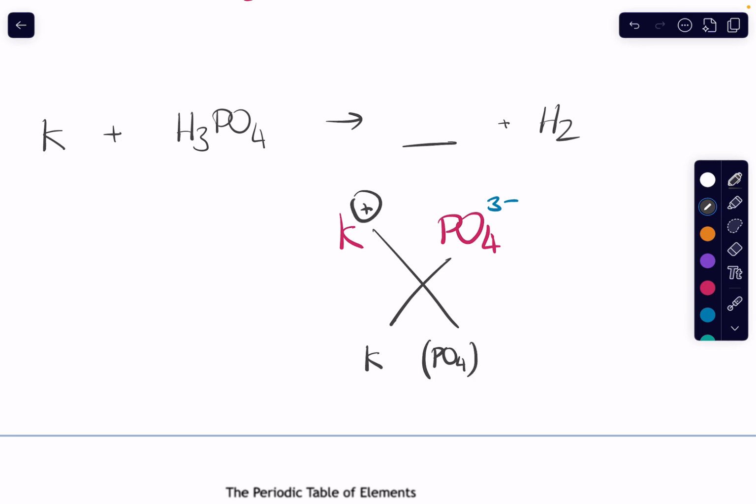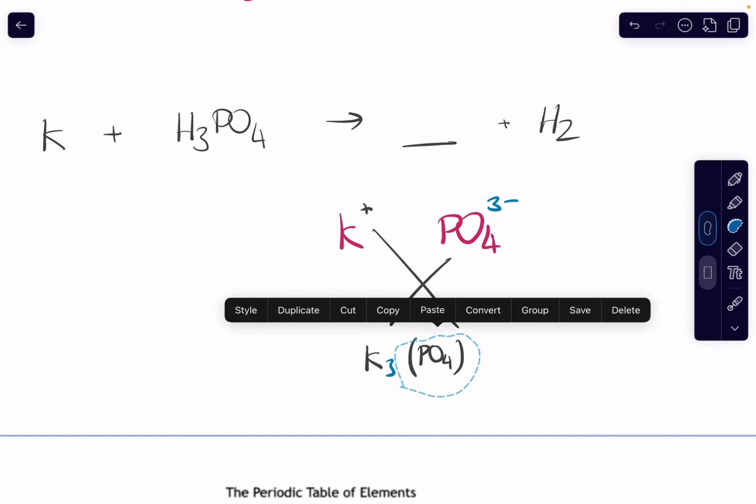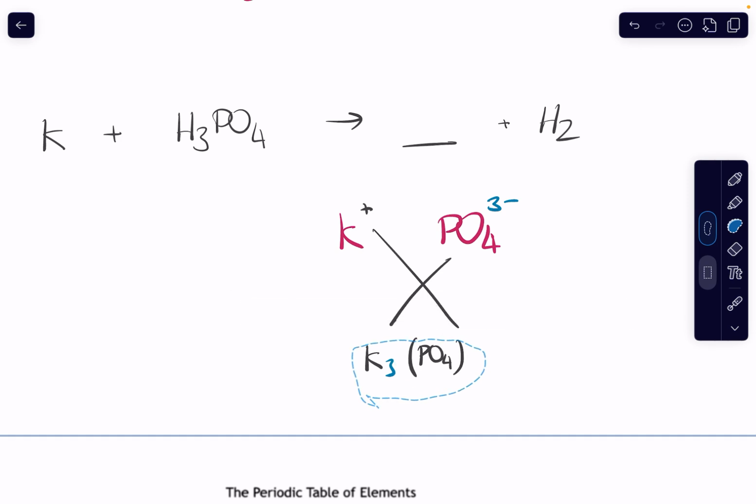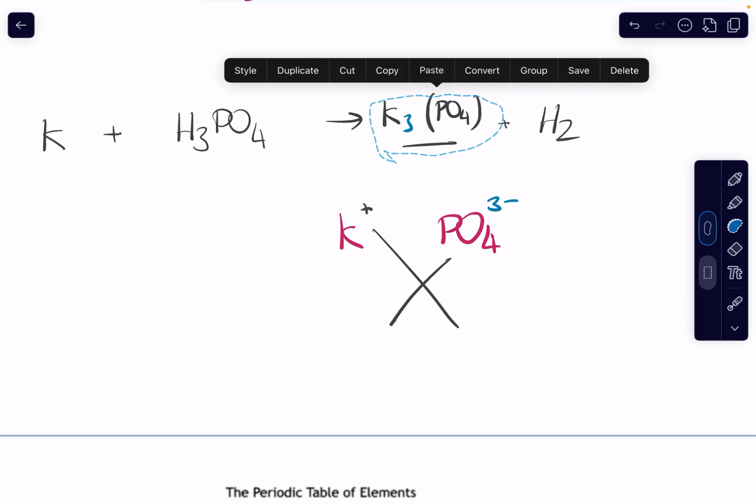Right, over here, how many charges do I have? 1. I've only got 1 charge, so I only need 1 PO4. Doesn't need brackets then, but let's just keep those brackets there for the sake of it. And then over here, how many charges do I have? 3, which means I need 3 potassiums. So this time, I have potassium phosphate, but it's K3PO4. And let's just move that up there.